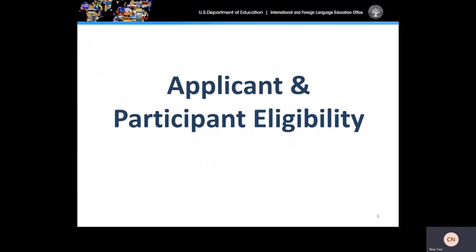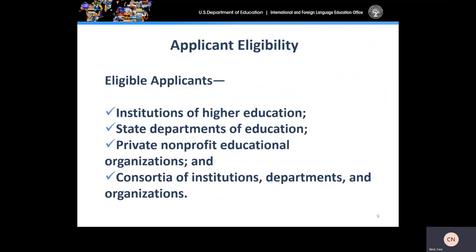Next, I will cover applicant and participant eligibility requirements. Eligible applicants for the FY 2021 cycles are institutions of higher education, state departments of education, private nonprofit educational organizations, and consortia of institutions, departments, and organizations.